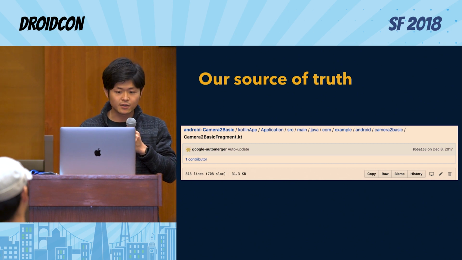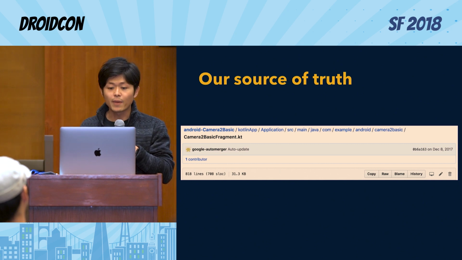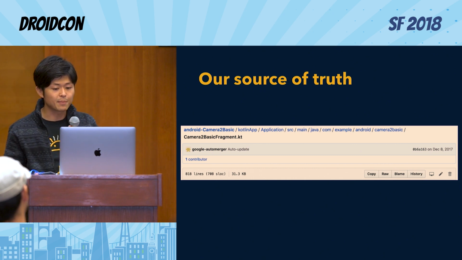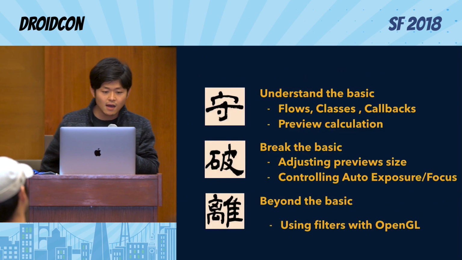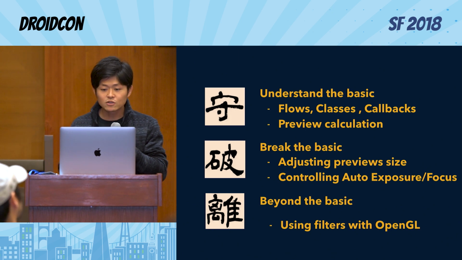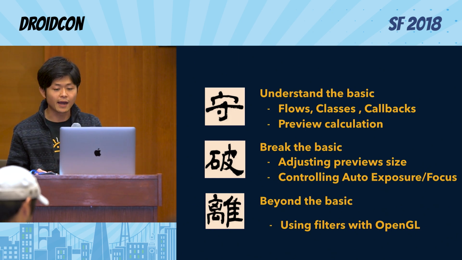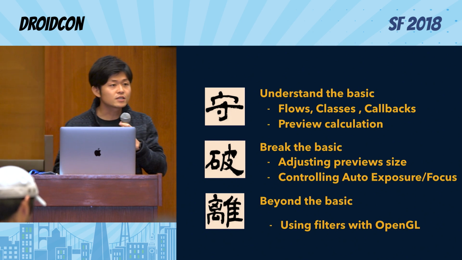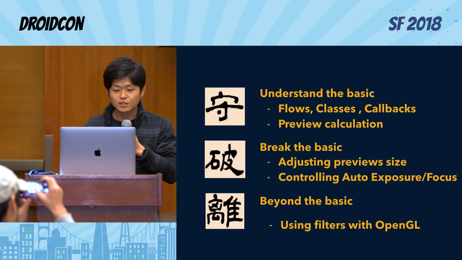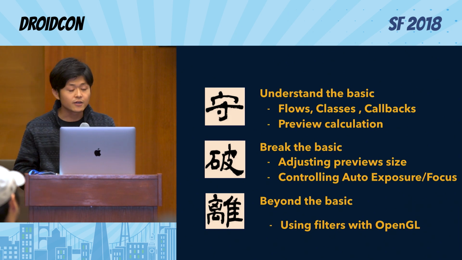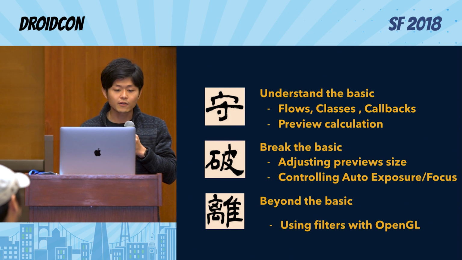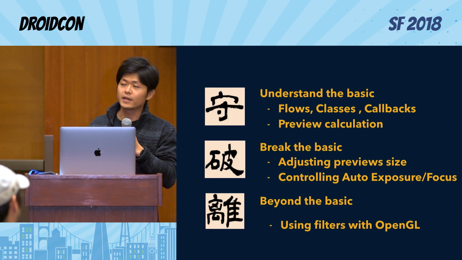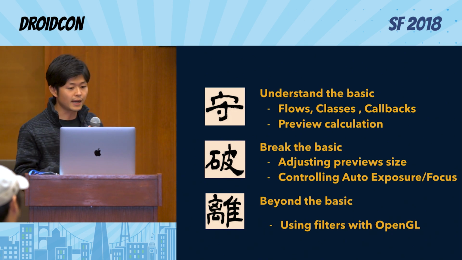So in this presentation, my motivation is to help developers learn how to use this API from the ground up without using a library. In Japanese martial arts, there's a step to master things, and I want to follow that step to master Camera2 API in this presentation. First, shu. Shu means to keep and understand the basics. Here, I want to talk about how each class and callback works and how to calculate preview sizes, which is really a pitfall for learning Camera2 API.